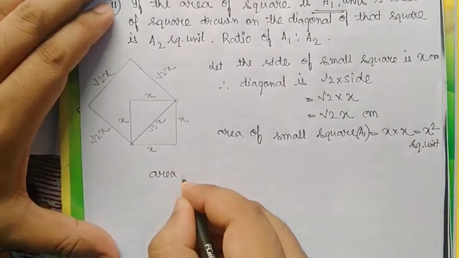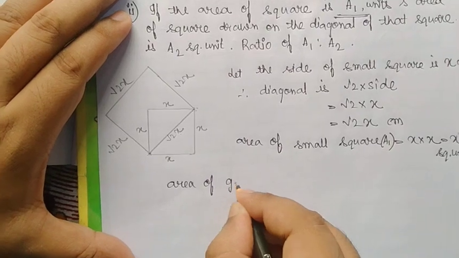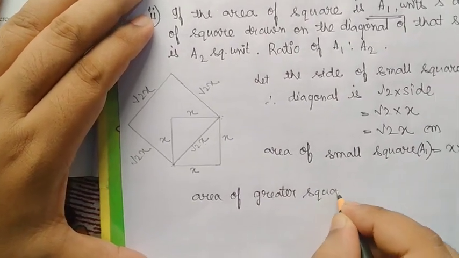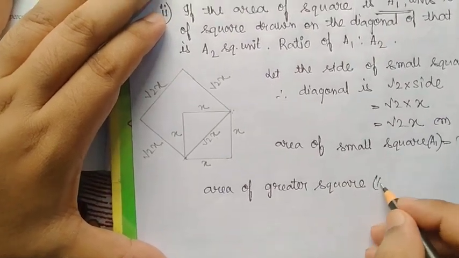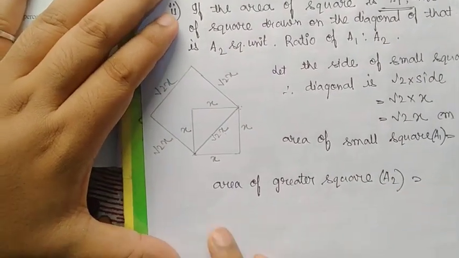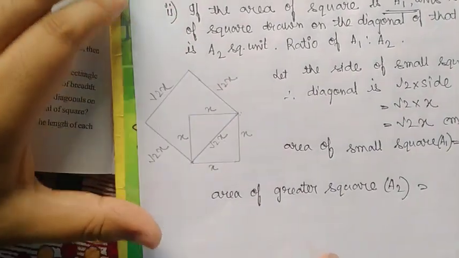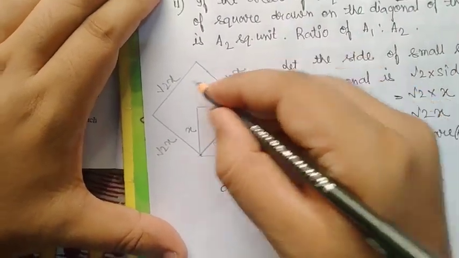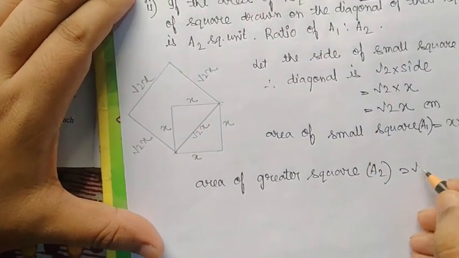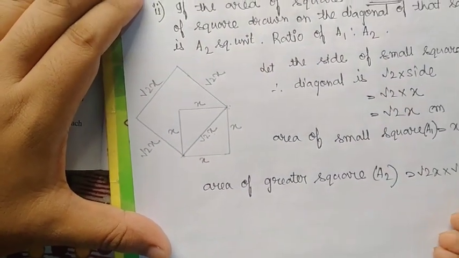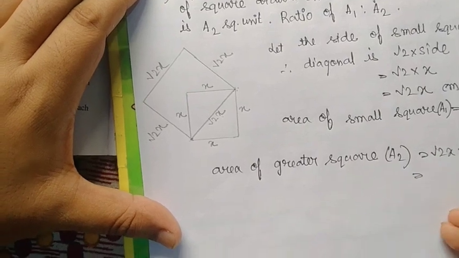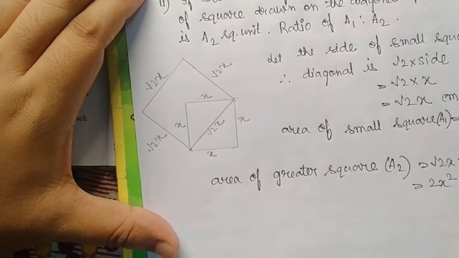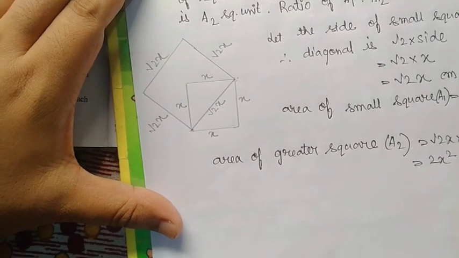Area of the greater square, which we know that A2. We know the area of the square is side into side, so area of the greater square equal to side into side. Its side is root 2x, so therefore root 2x into root 2x. Root 2 into root 2 means 2, x into x means x square, so 2x square square unit.